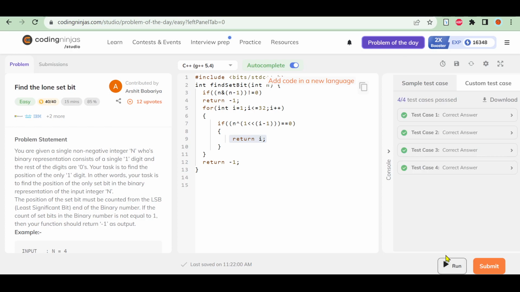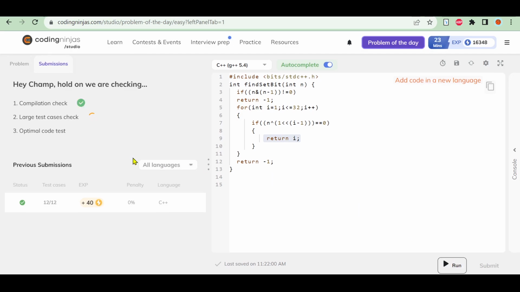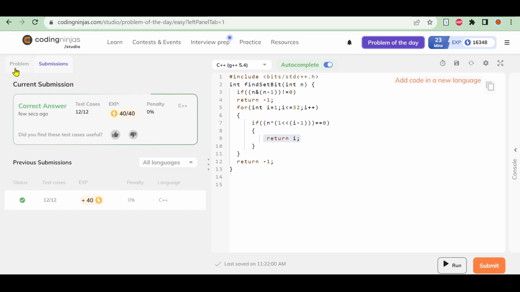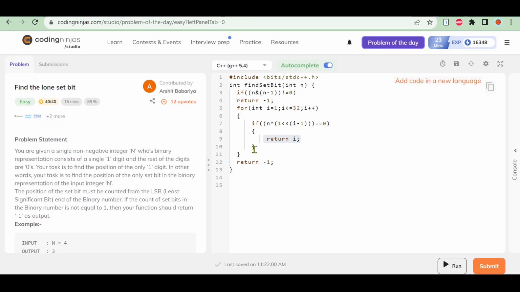Let me try to run it. Yes, it is working. Let me try to submit it. Yes, all the test cases are passed, it is working absolutely fine.